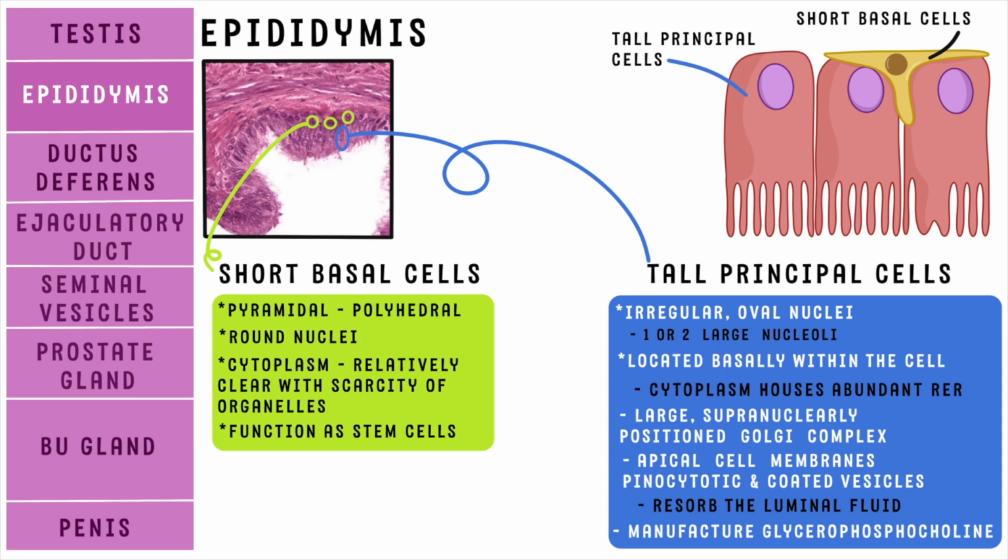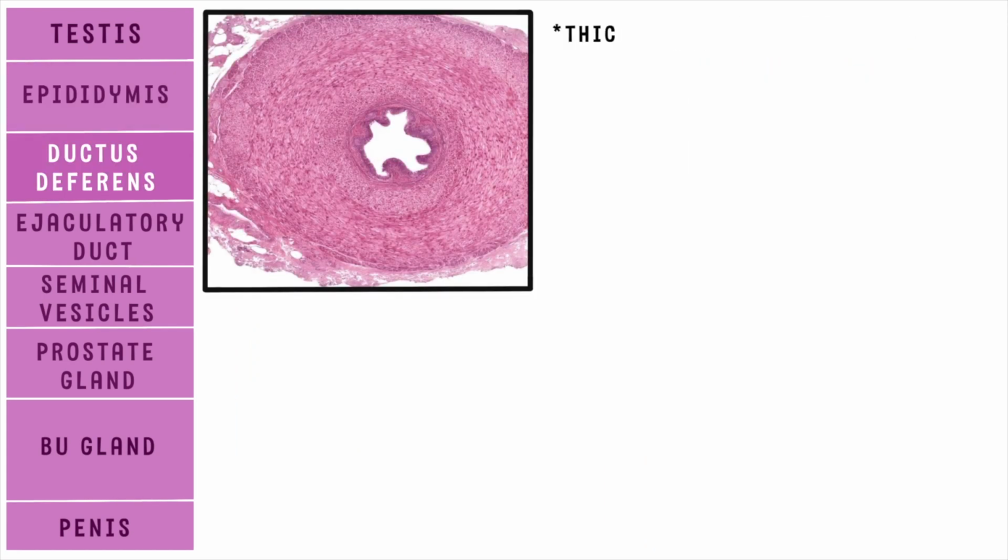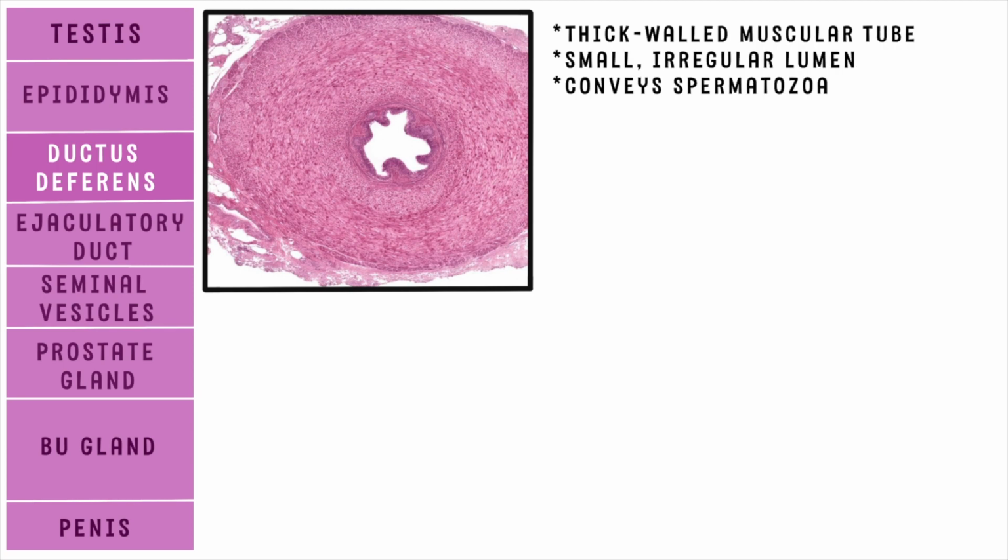The epithelium of the epididymis is separated by the basal lamina from the underlying loose connective tissue. A layer of circularly arranged smooth muscle cells surrounds the connective tissue layer. Peristaltic contraction of this layer helps conduct the spermatozoa to the ductus deferens. Each ductus deferens is a thick-walled muscular tube with a small irregular lumen that conveys spermatozoa from the tail of the epididymis to the ejaculatory duct.